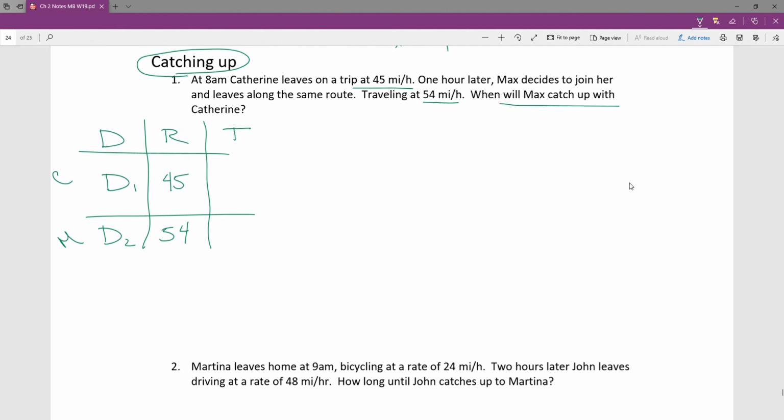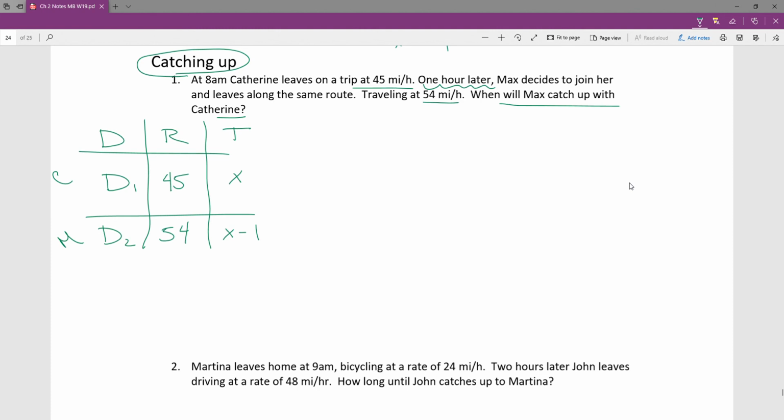When will Max catch up with Catherine? Well, in this one, oh, it does say an hour later. I was like, where is that? So she has x amount of time to travel. He has this x minus 1 because he has 1 hour less, because it takes him an hour to decide to go catch and chase Catherine.